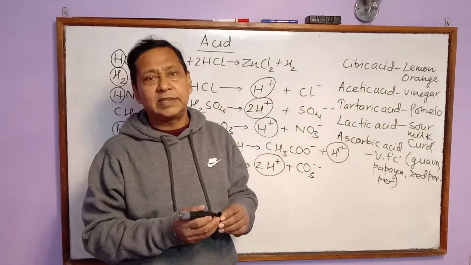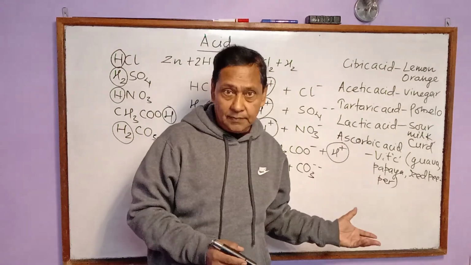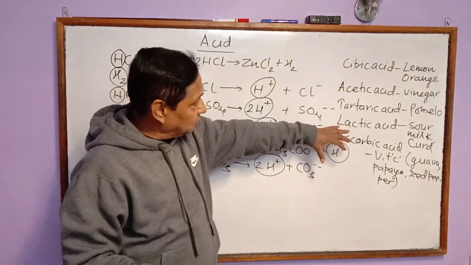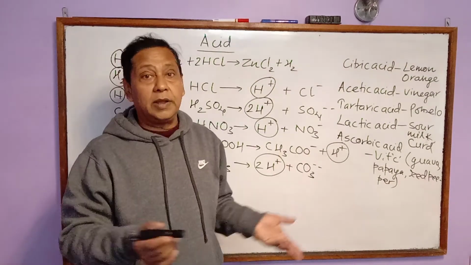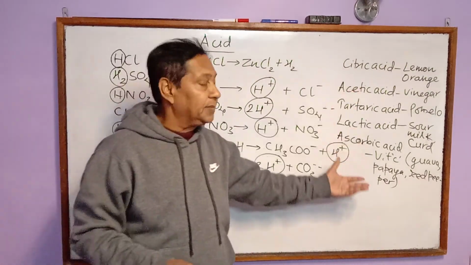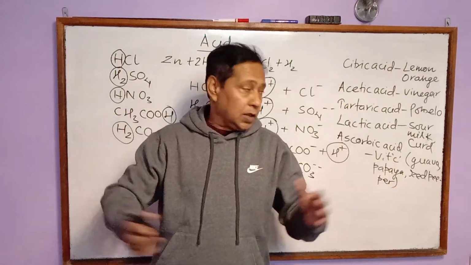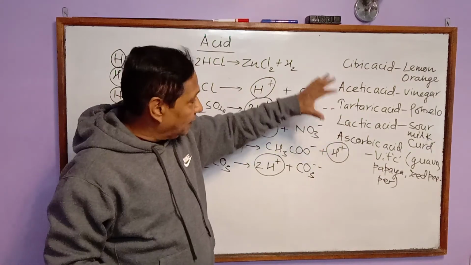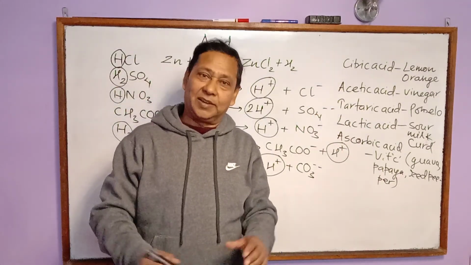Why am I taking examples of organic acids? Because we will not study them any more, and that's why this much is enough. The acids which are obtained from the body of living organisms are organic acids. These are some examples, and inorganic acids we'll learn a lot later, and that's why we'll talk about inorganic acids in the next class. Okay, this much for today.